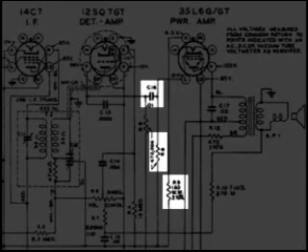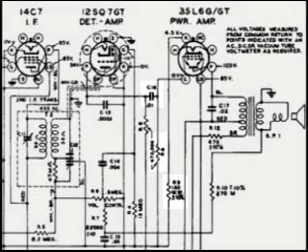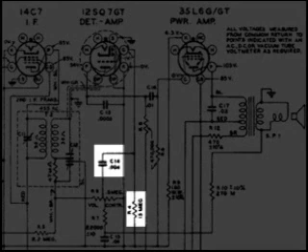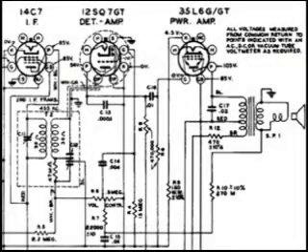And this capacitor is the capacitor that the signal travels through to the 35L6. And here are the biasing resistor and the signal capacitor for the 12SQ7.